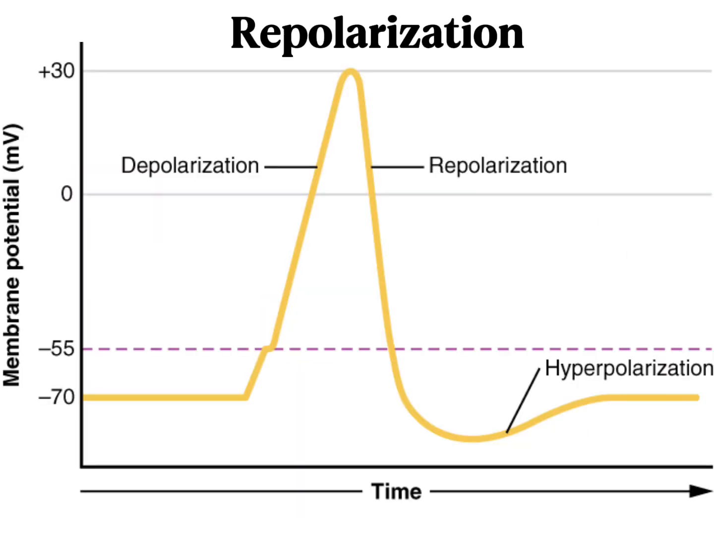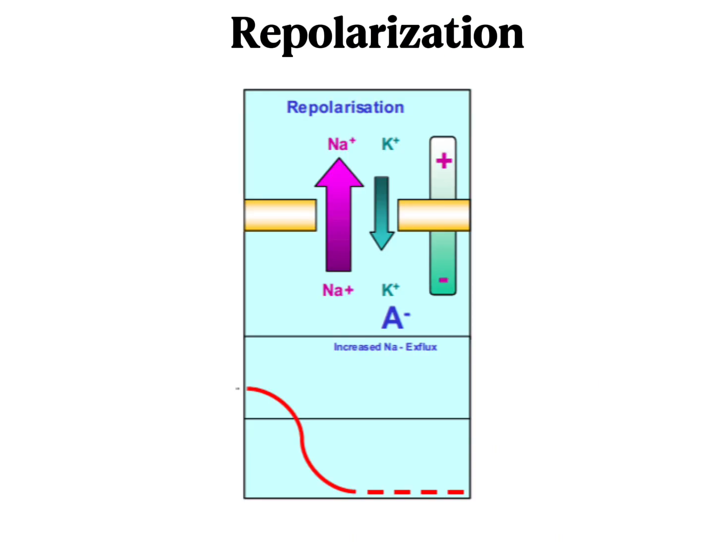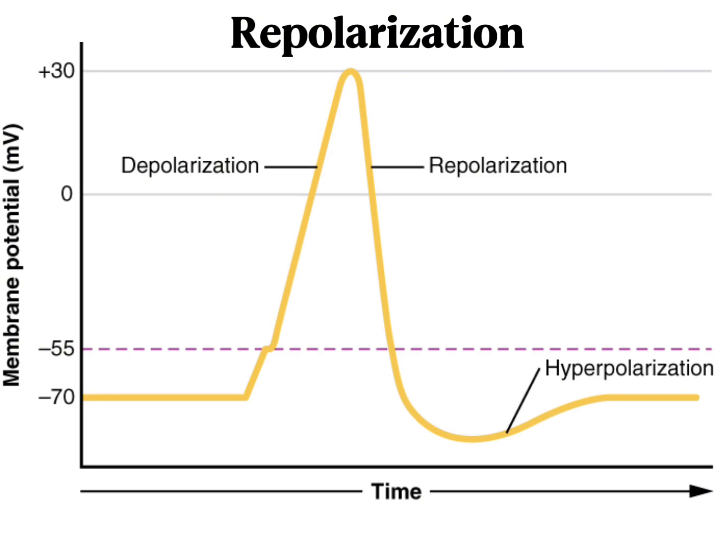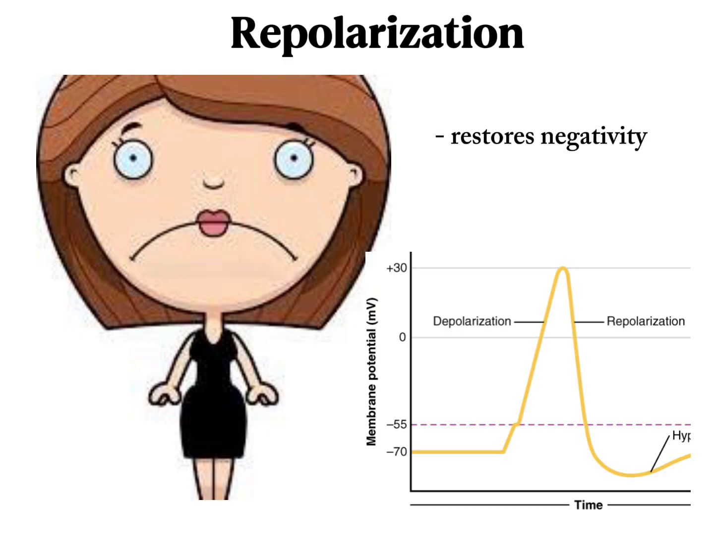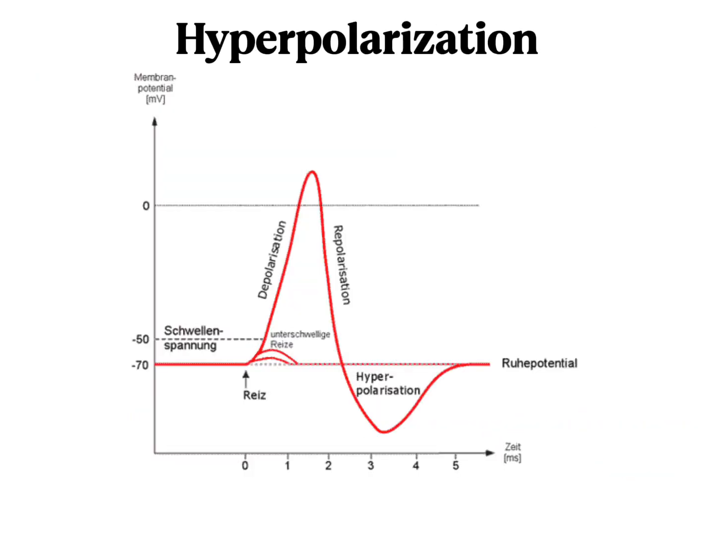And once the peak is reached, the sodium channels close and the potassium channels open. Potassium ions exit the cell and it brings the voltage back down. I like to think of repolarization as negative Nancy because this phase restores the neuron's negativity and overall attitude. Sometimes potassium channels stay open a little bit too long because they're just kind of dramatic like that. This causes the membrane to become more negative than the resting level. This is called hyperpolarization, where the neuron briefly overshoots the target.